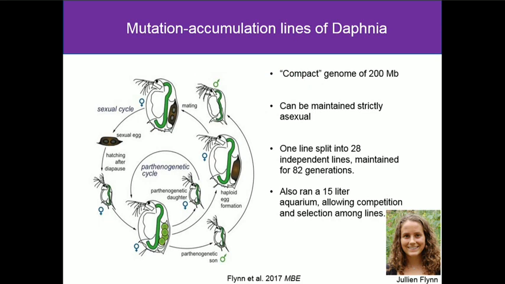And we were fortunate enough to have Julian Flynn join the lab. She had just done an honors thesis as an undergraduate at McGill University, and it was with Daphnia pulex. It has a nice compact genome of 200 megabase pairs, amazingly short introns in Daphnia, if anybody's interested. And they also have relatively few transposable elements, a little bit less heterochromatin in their genome than many, giving them a fairly tidy, compact genome. They can be maintained strictly asexual, so for doing a mutation accumulation experiment, they're terrific.